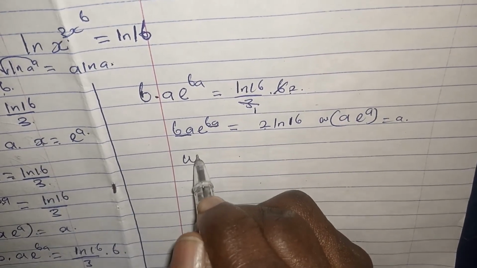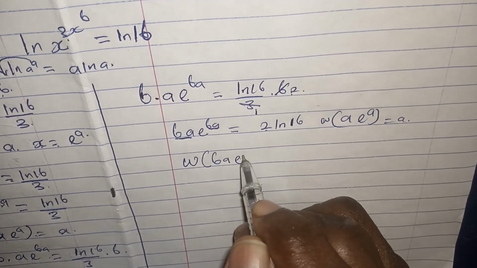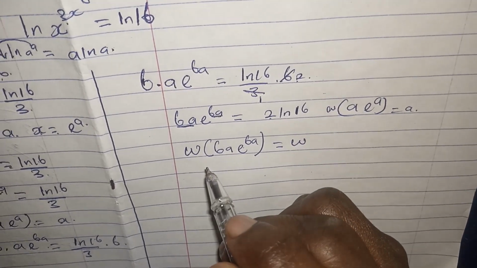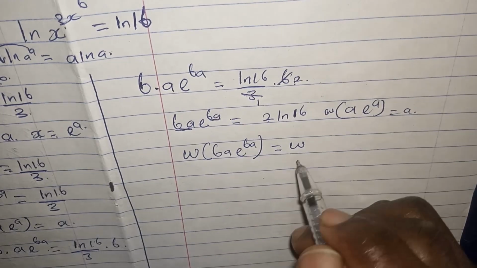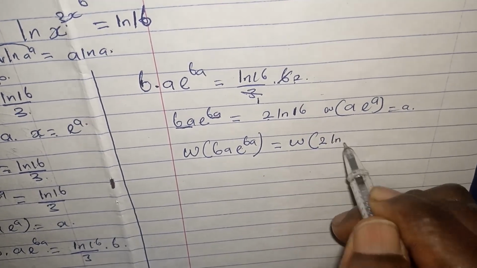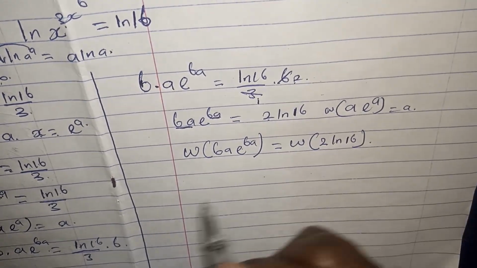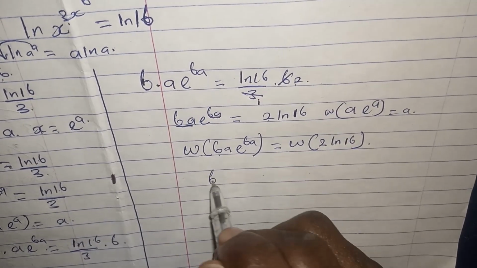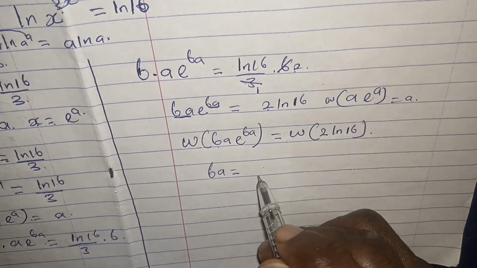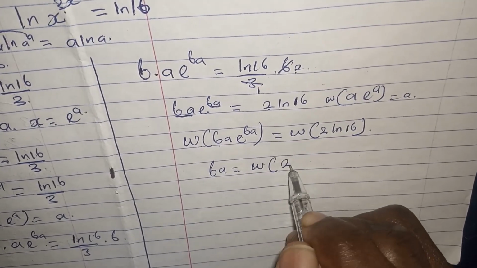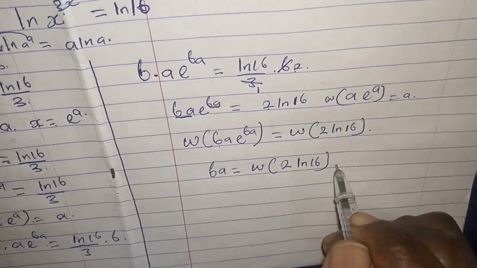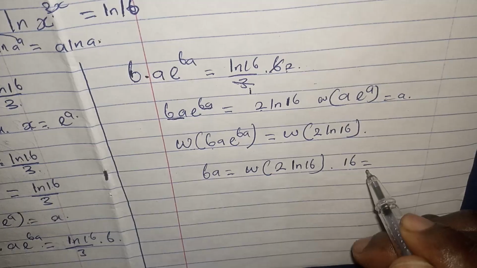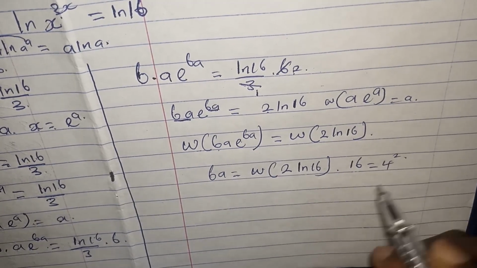So we can say the Lambert W function of 6a exponential 6a, close bracket, equals the Lambert W function, because whatever we do on the left hand side, we must do on the right hand side. So we are going to have 2 ln of 16, close the bracket. If we take the Lambert W function of this, we are going to have 6a equals the Lambert W function into 2 ln of what? Of 16, right? Okay, recall my 16 is also equal to 4 to the power of 2, right?